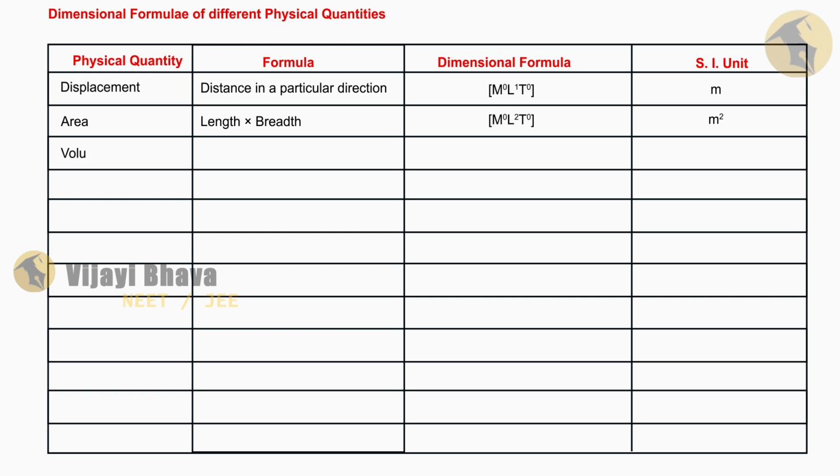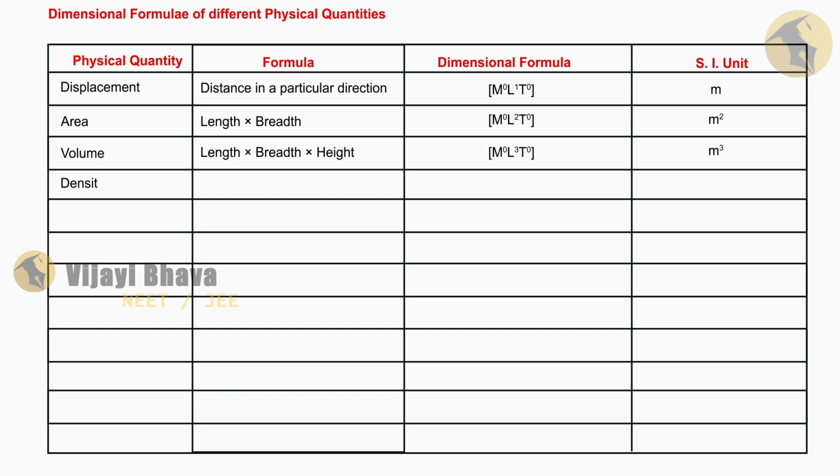The next one, volume. The formula of volume is length into breadth into height. Length is L1, breadth is L1 and height is L1 again. So volume is L3. Since we don't have any representation for mass and the time, the final dimensional formula of volume can be written as M0 L3 T0.